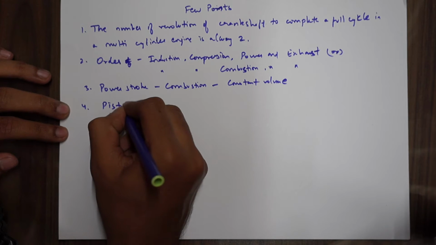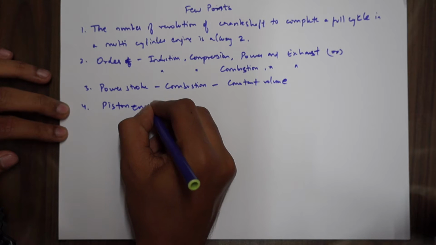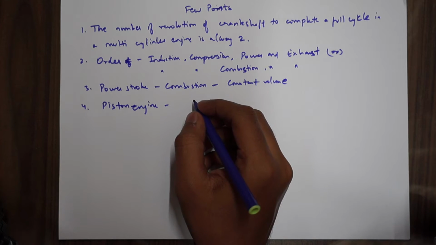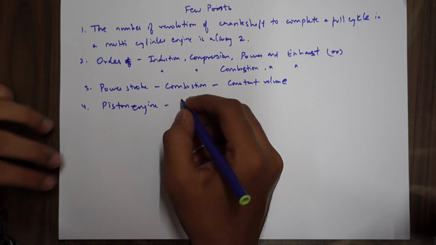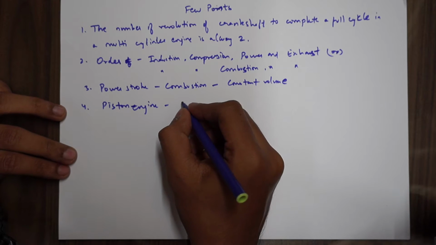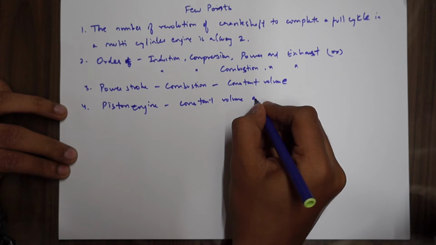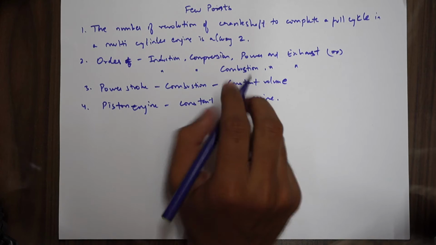Okay, fourth one, piston engine is called, if you remember, if you guys have seen the previous videos, if you have not, just go back, hit the previous videos and read through again. It is called a constant volume engine.